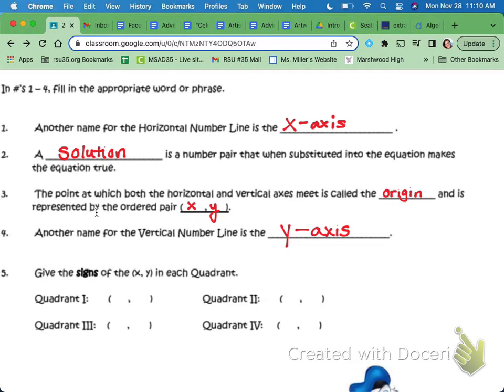Good. All right, so in quadrant 1, what are the signs? Positive, positive. Quadrant 2, what are my signs? Negative, positive. Oops, I did that in 3. Negative, positive for quadrant 2. Quadrant 3, what are your signs? Negative, negative. And quadrant 4, positive, negative. Perfect.